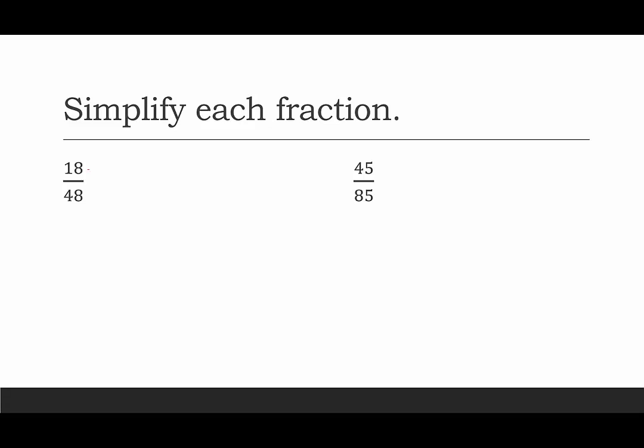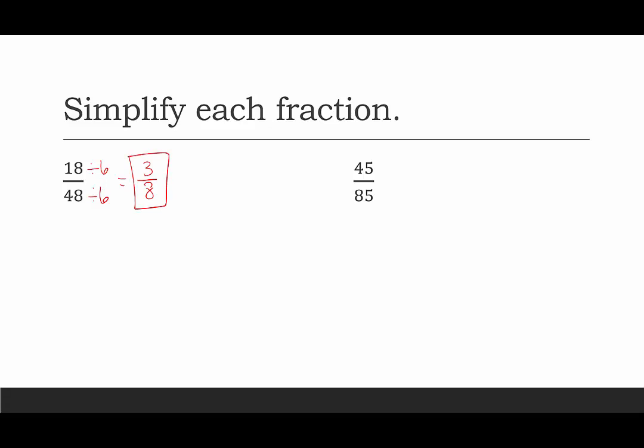So let's see if we divide both the numerator and denominator by 6. We're dividing by the same amount. So what are we actually dividing this fraction by? We're dividing it by 1. 18 divided by 6 is 3. 48 divided by 6 is 8. And 3 and 8 are relatively prime. So this would be the simplified version of this fraction.